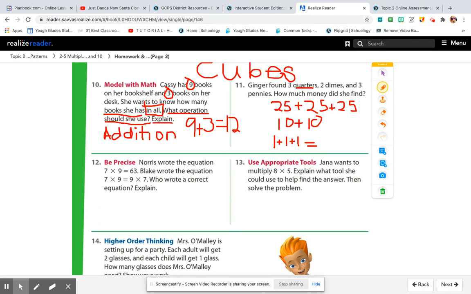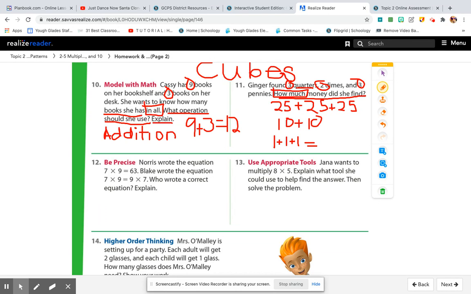So this is a simple problem where you still can use cubes by circling your numbers. And notice that I needed to underline how much money does she have. That means I have to add how much money did she find, okay? So this is my clue words here. Now, I also need to know how much the money is worth. I have to know that quarters are 25 cents a piece, dimes are 10, and pennies are 9.